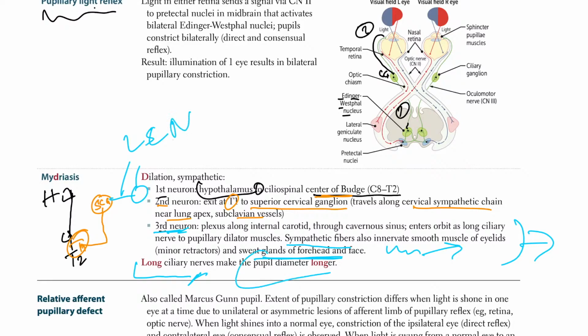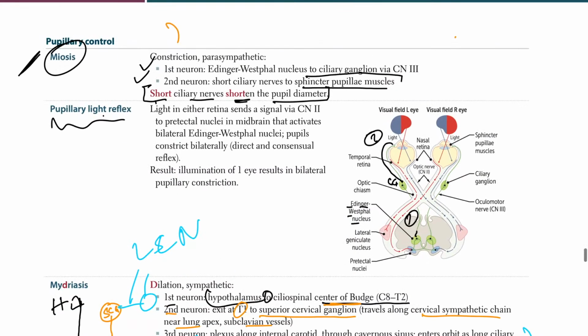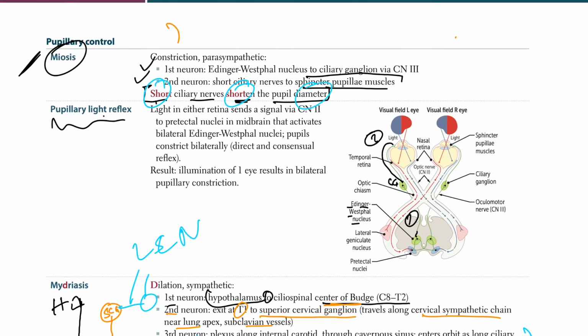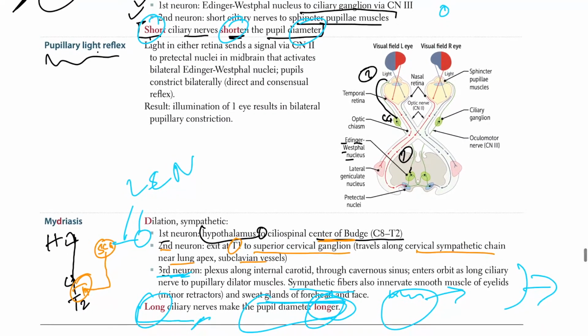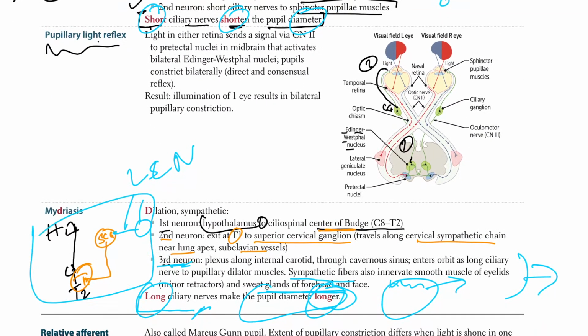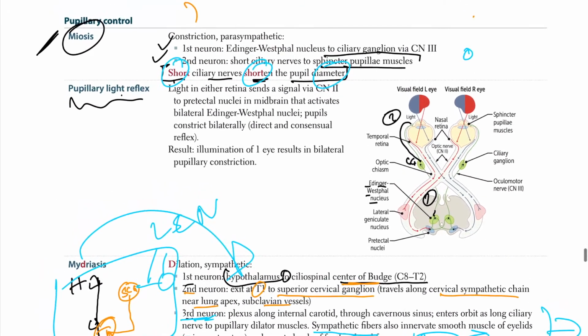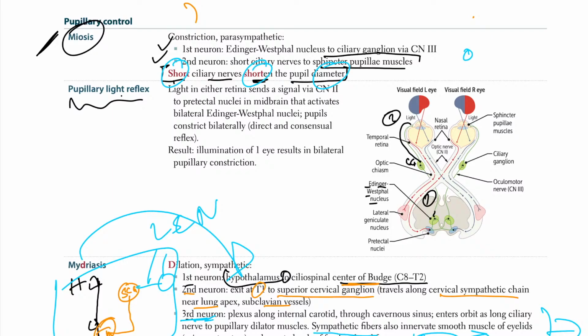Now the mnemonic here is the long ciliary nerves, because these were the long ciliary nerves. They make the pupil diameter longer, right? Longer diameter, meaning wider diameter of the pupil. Shorter diameter of the pupil means decreasing the size of the pupil. So keep this in mind, and that's pretty much it for mydriasis. Now let's take a look at the pupillary light reflex.